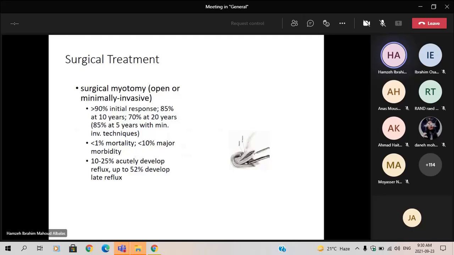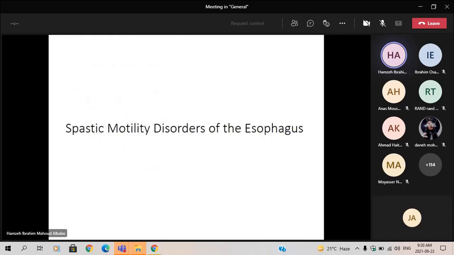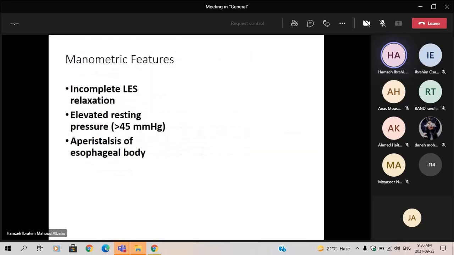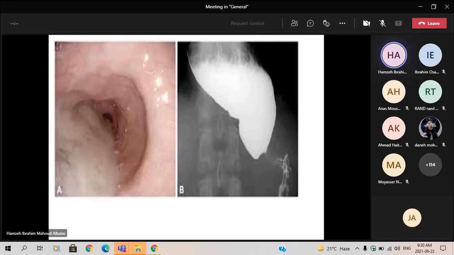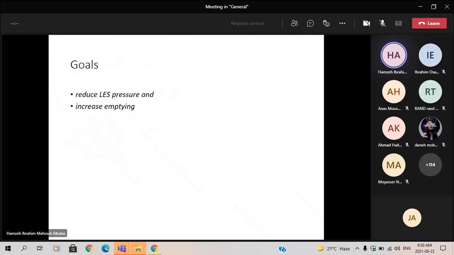And there is surgical treatment, where we use myotomy, laparoscopic or open. So in achalasia, we can diagnose it from one picture like this. If the patient presents with this picture, with food in the esophagus, a dilated esophagus, and a bird beak appearance, it is most likely achalasia.